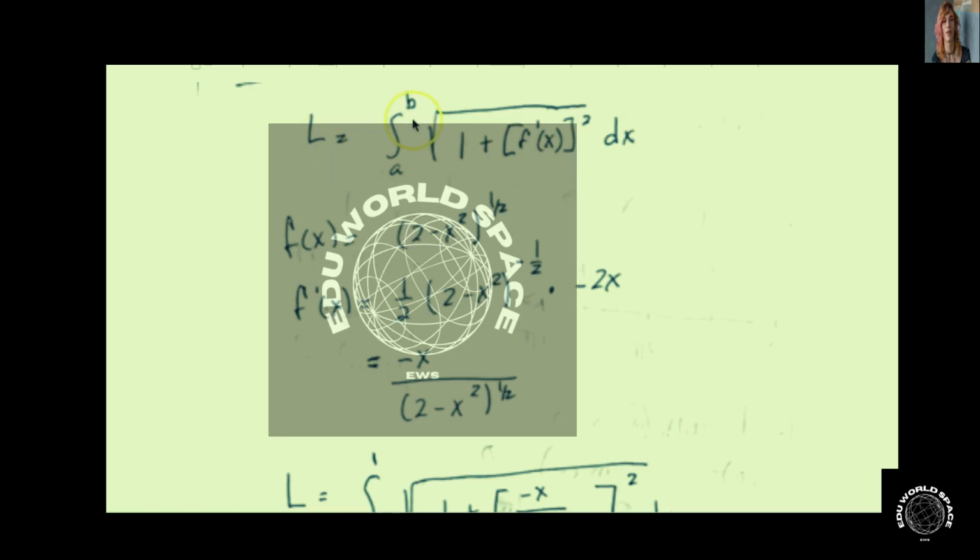The arc length is given by the integral over the interval a to b of the square root of 1 plus the first derivative squared, dx. I write it down so that I become familiar with it. So I need the first derivative.